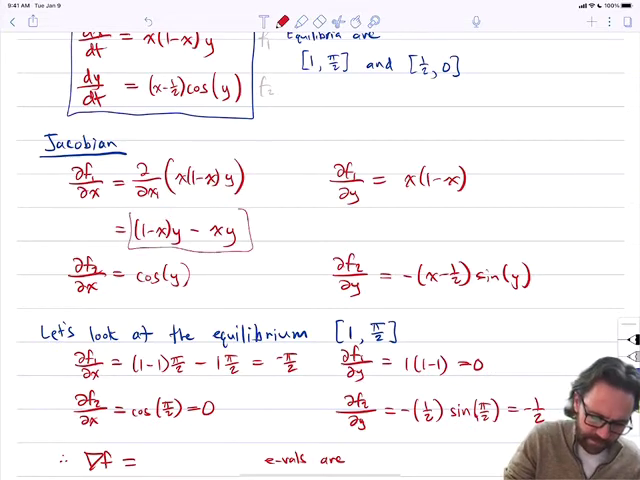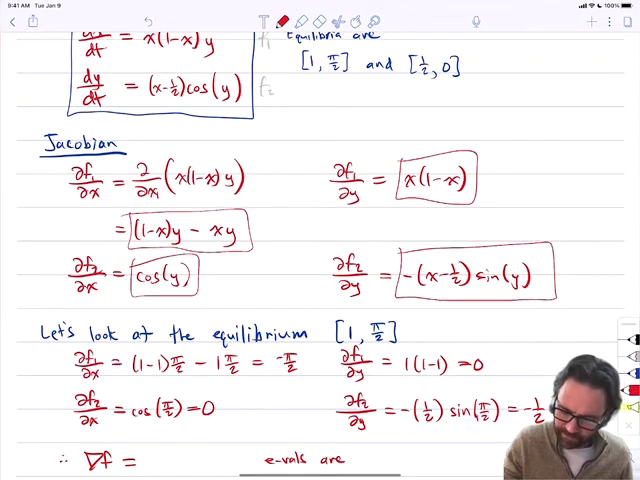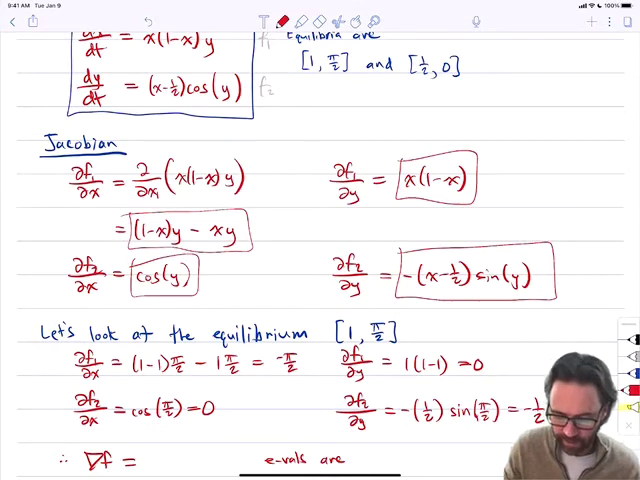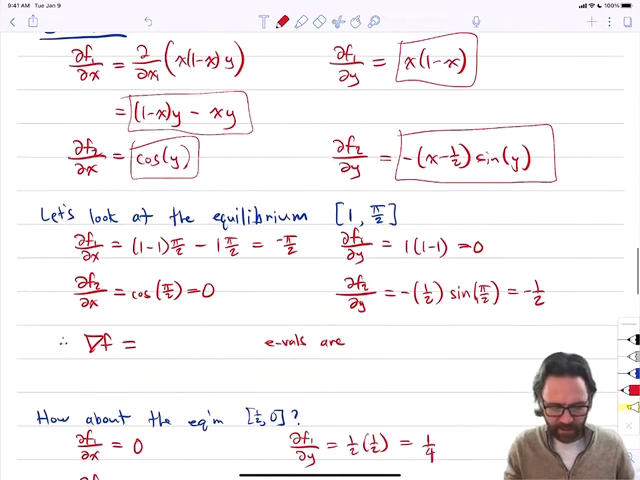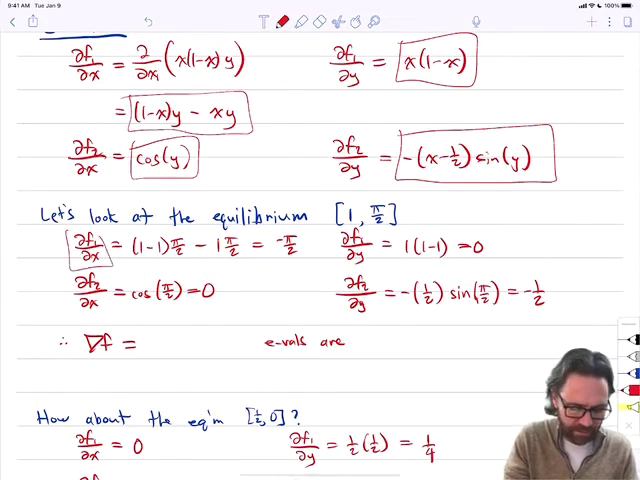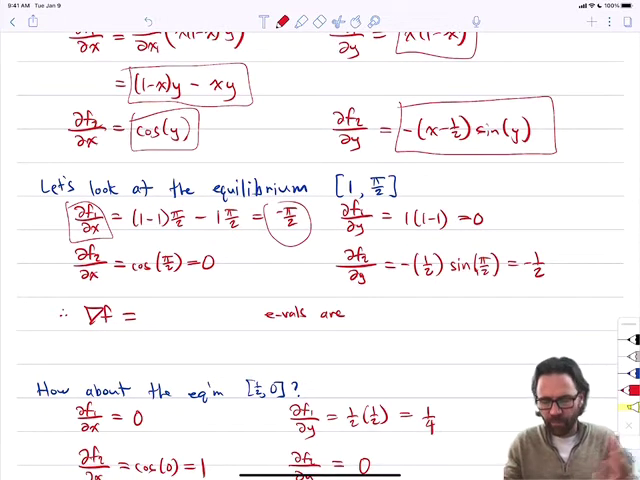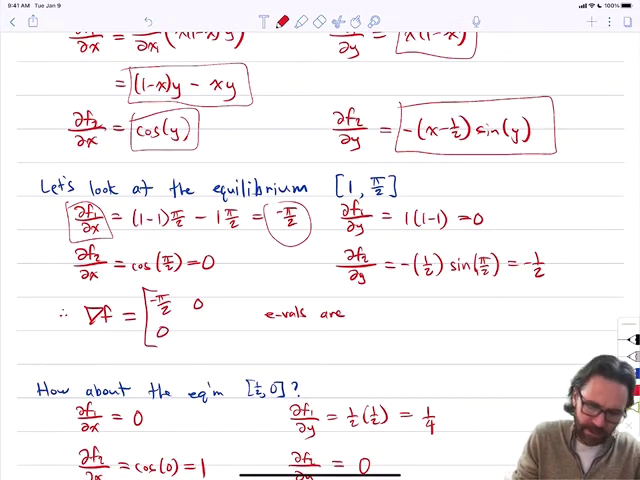So these are my terms, sort of the derivatives that will go in the Jacobian. But now I need to evaluate those at my equilibrium. So looking at the equilibrium 1, pi over 2, I've just plugged them in, x and y. So I've worked this out already. If you plug those into df1 by dx, whatever, you get that. So working all out, skipping the details, which are really simple, my Jacobian matrix looks like this.